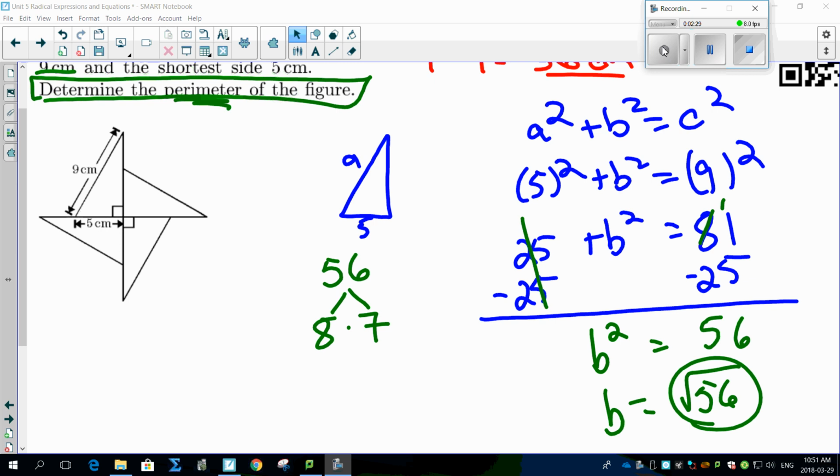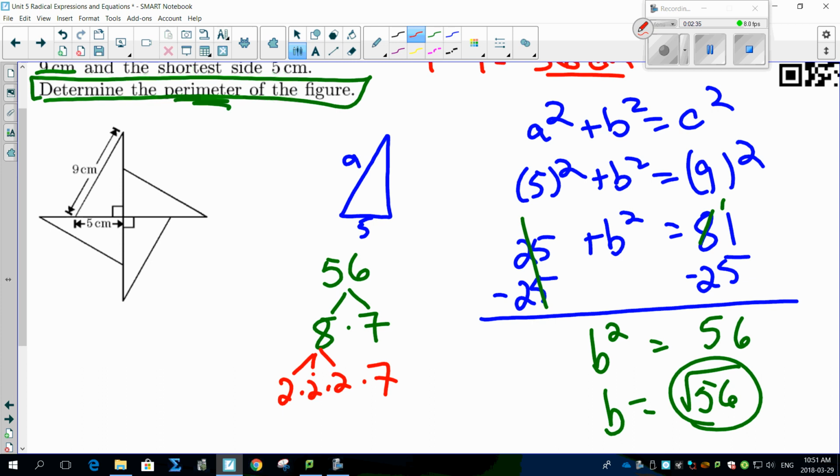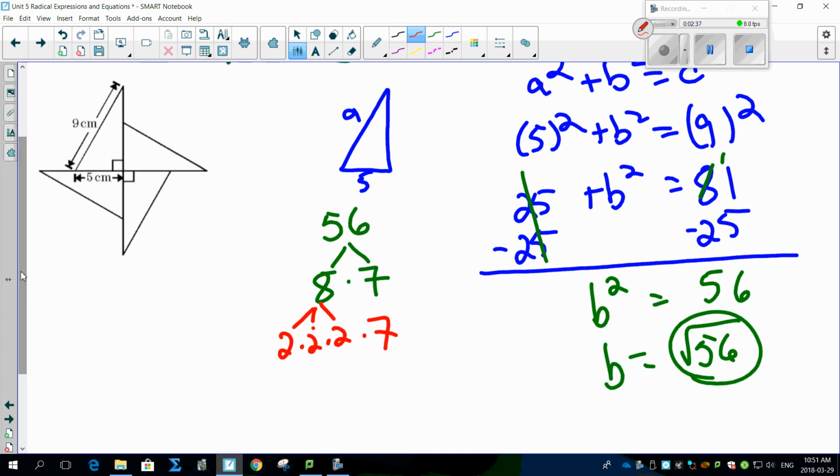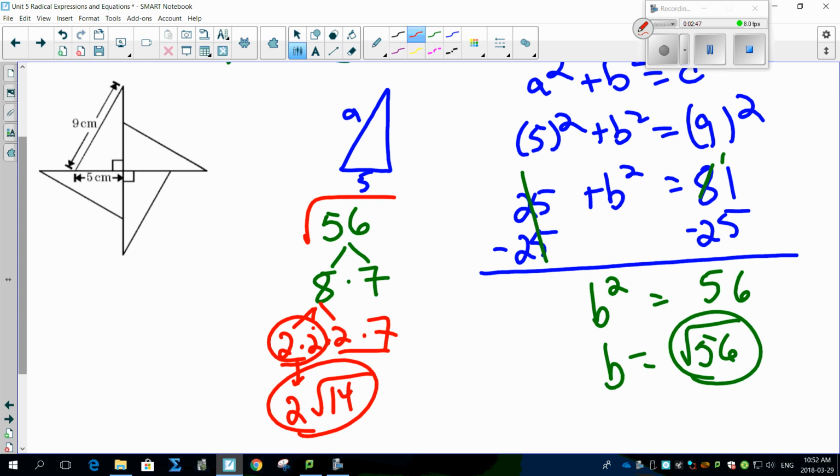So of course we can break the 8 down. And you know that 8 is just 2 times 2 times 2, times 7. Well there, sports fans, is our pair. Take a 2 out. What's left behind? 14. So root 56 becomes 2 root 14, which is a nicer number. So wait a second. This whole side here is 2 root 14.